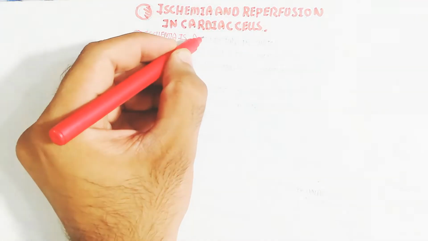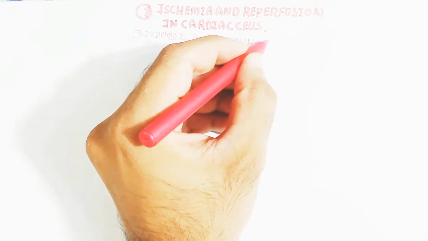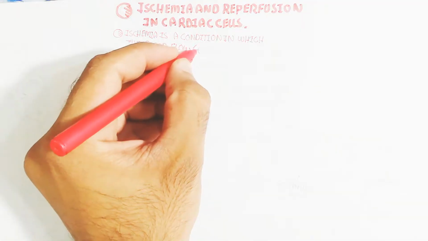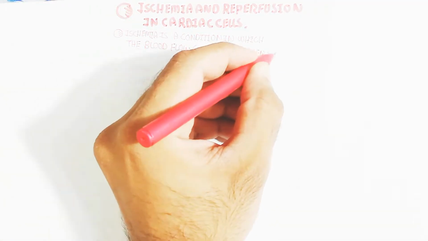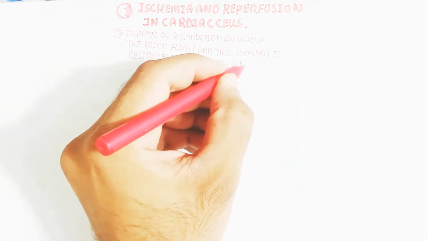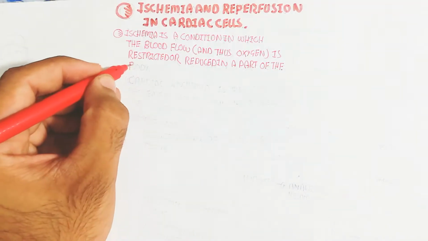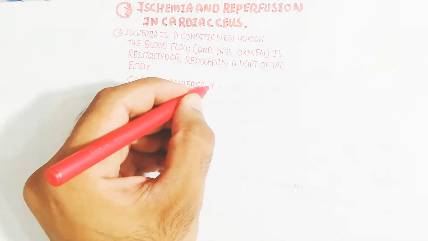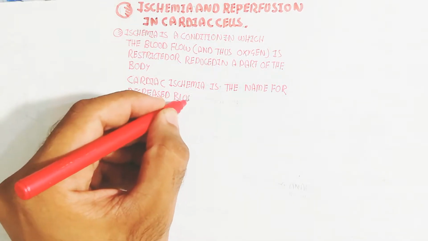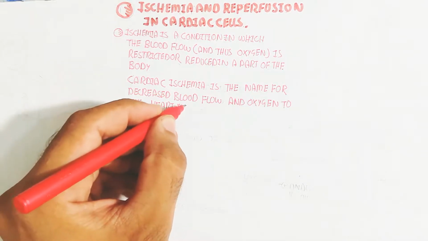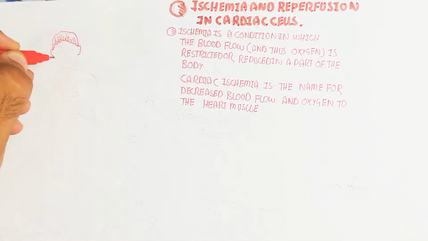Ischemia is a condition in which blood flow, and thus oxygen, is restricted or reduced in a part of the body. When oxygen is restricted, several tissues can be involved, but in this video we will just look at cardiac cells. Cardiac ischemia is the name for decreased blood flow and oxygen to the heart muscle, and reperfusion means the restoration of oxygen to the tissue again after the ischemia.